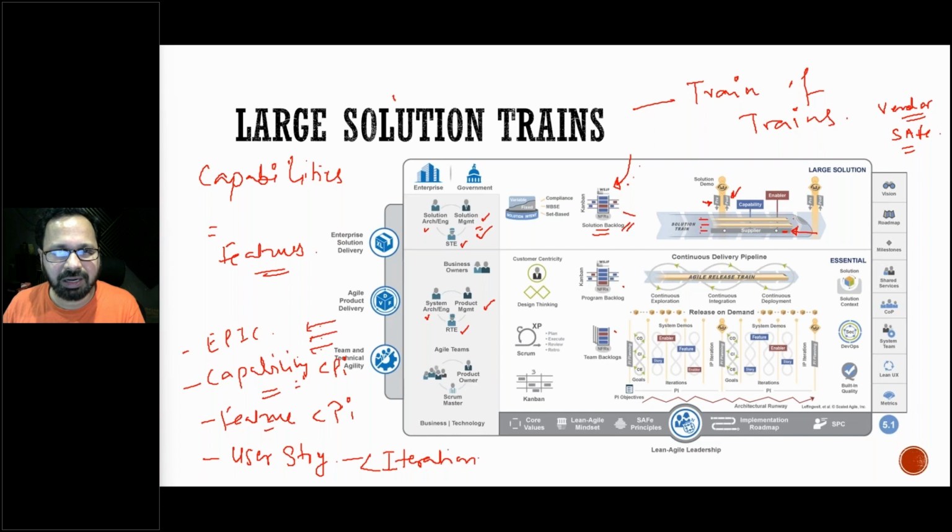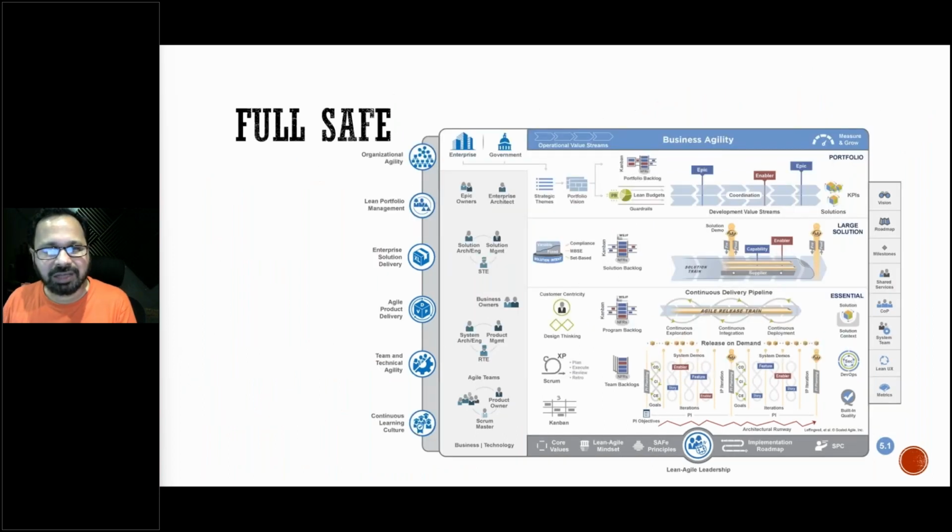This is nothing but large solution. Now here in large solution, again the question is, are we investing in the right products? That question is not answered. So at large solution, if you want to include a portfolio, this portfolio remains the same, the way I showed you earlier for the essential SAFe. And this kind of configuration is nothing but your full SAFe configuration.